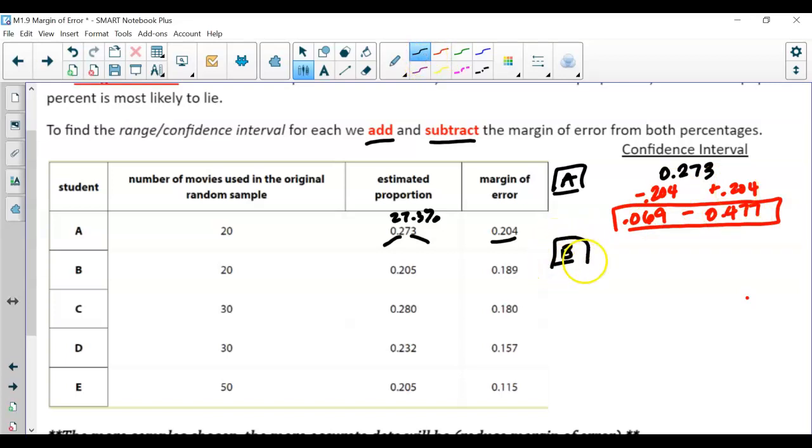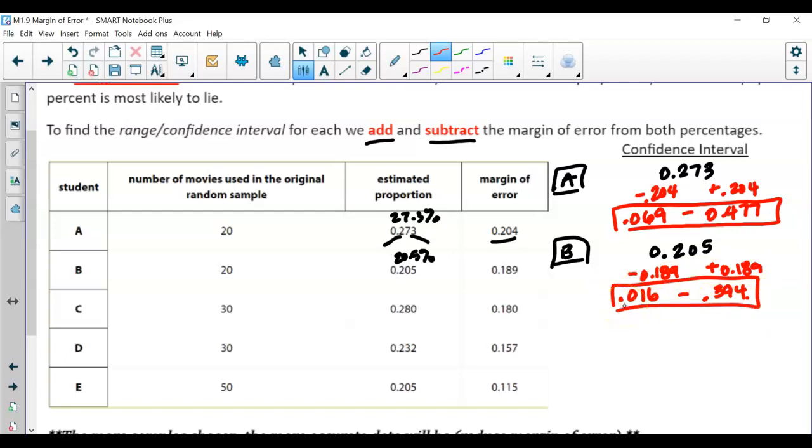So again, if I wanted to know B, right? B is at 0.205 or 20.5%, however you want to look at it. So again, 0.205. So then here, to create our confidence interval, we're going to subtract the margin of error, 0.189, and add the margin of error, 0.189. So then here we are left with our range, which is 0.016 to 0.394. So again, that is our interval here.